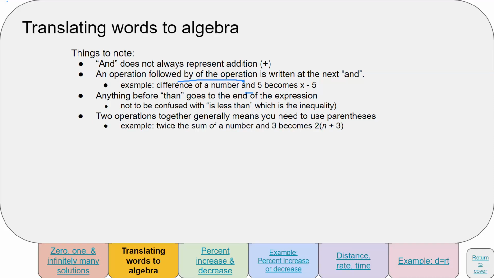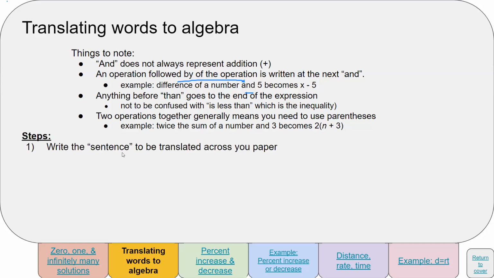For example, if I have twice the sum, twice is 2 times. So I have times and sum right next to each other. That means I'm going to have parentheses. So twice the sum of a number and 3. Sum means plus. So the next and is a plus. So that kind of goes with what we have. And that just becomes 2 for the twice, 2 times. And then I have parentheses n plus 3.